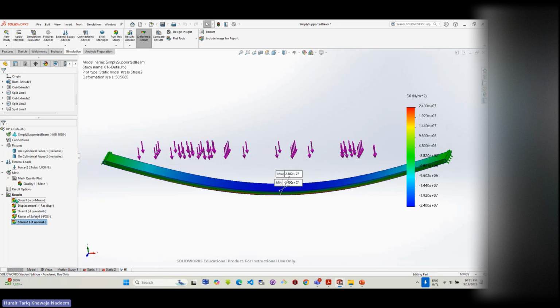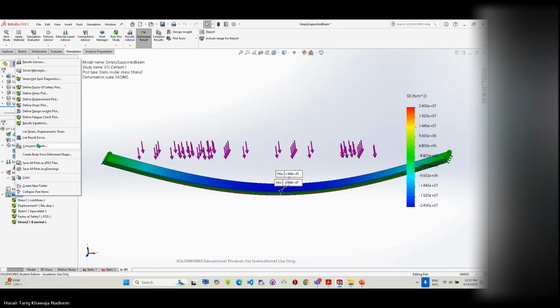Okay, so this is. Doctor, I have a question. Yes, sorry. Now you based your analysis only on normal stresses or bending stresses, but what about other types of stresses like shear stress? Yeah, shear stress you can see as well.